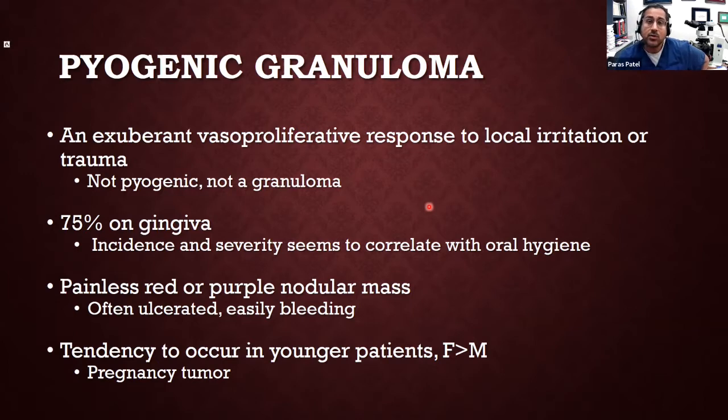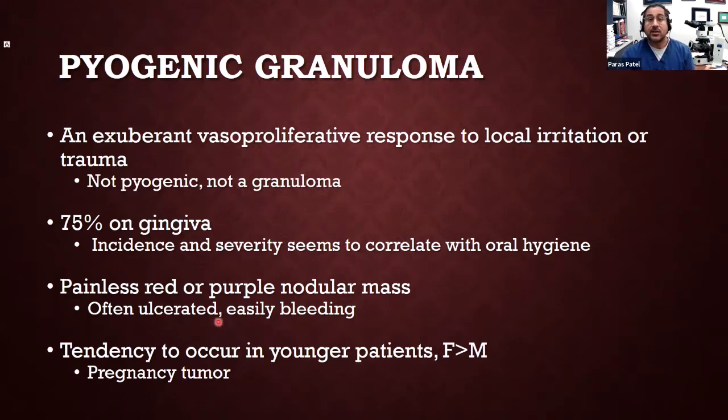Certain individuals may be more susceptible to developing these: pregnant females, females that are going through a perimenopausal state, or females that are going through puberty. And it's because it's directly correlated with the levels of these particular hormones that can have a direct angiogenic effect, as well as an effect on the smooth muscle that's within the vasculature. 75% of these are found on the gingiva, and the incidence and severity seems to correlate with oral hygiene. So again, one part of this is also oral hygiene. Is there a stimulating factor there? Because this is a reactive process.